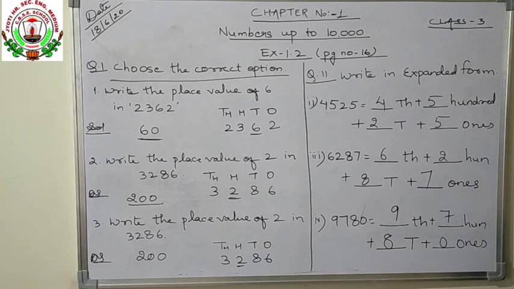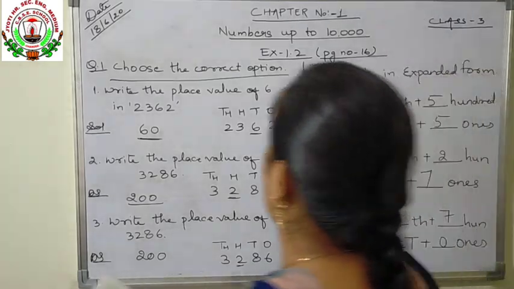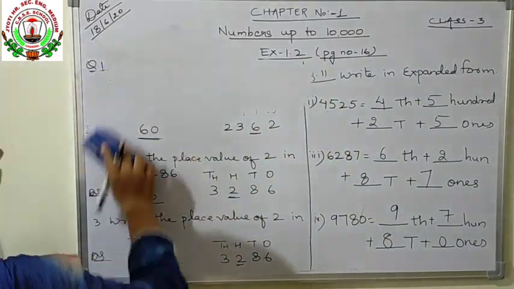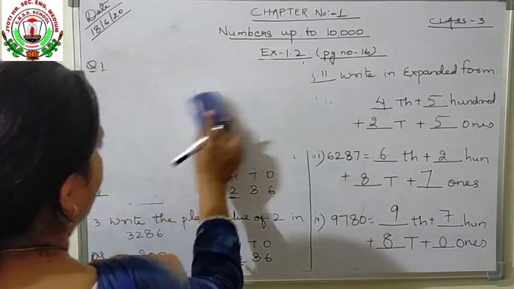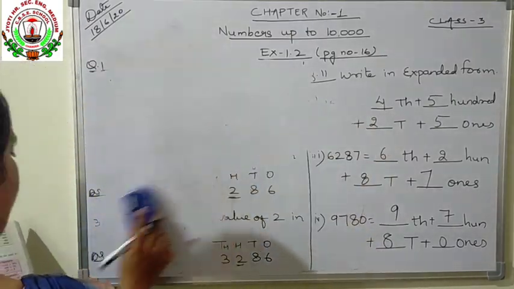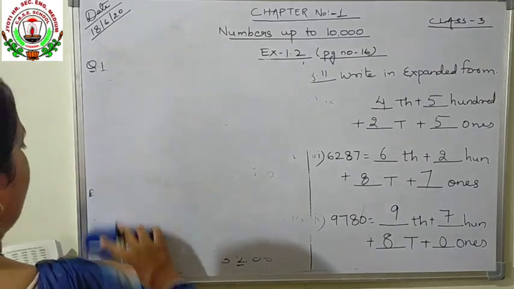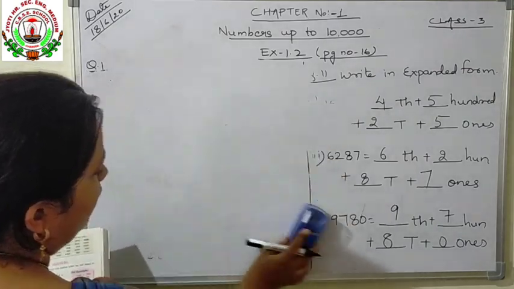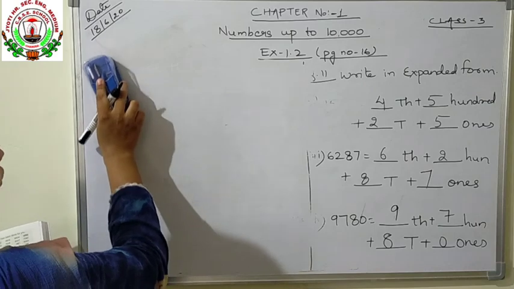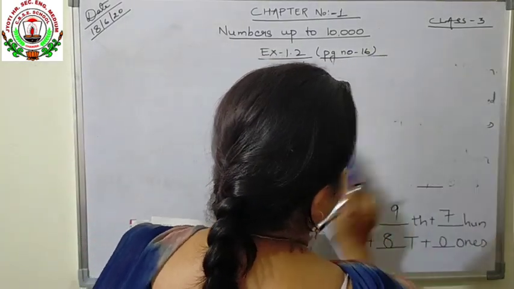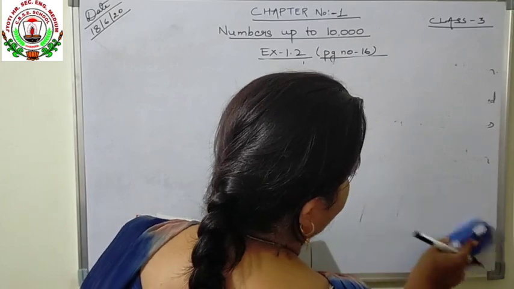Now moving on to our next question, question number 12. What is question number 12? Let's see. Question number 12 is put a box around the correct numeral. Numerals are given. You have to put the box around the correct numeral. Let us see how we will do this. Okay.